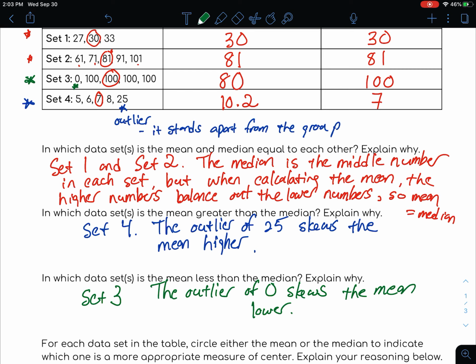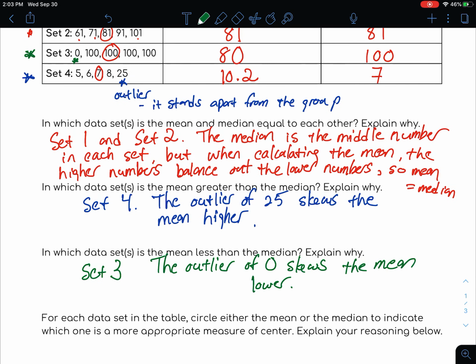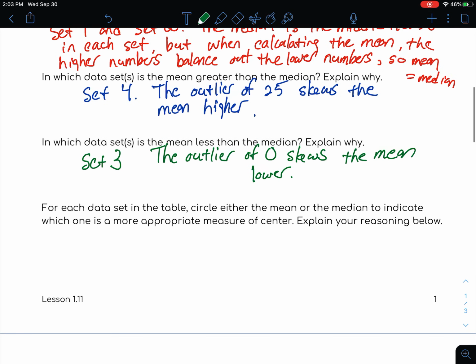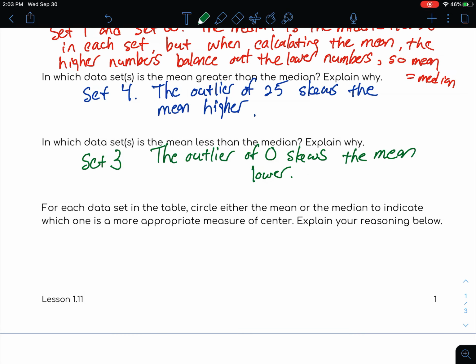So an outlier skews the mean. If you have an outlier, it's either going to pull the mean up or pull the mean down. If there's multiple outliers, they might balance out, but if you have one, they're definitely going to pull in that particular direction. So for each data set in the table, circle either the mean or the median to indicate which one is a more appropriate measure of center.